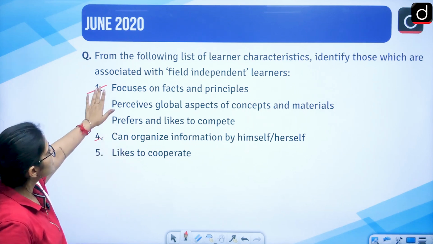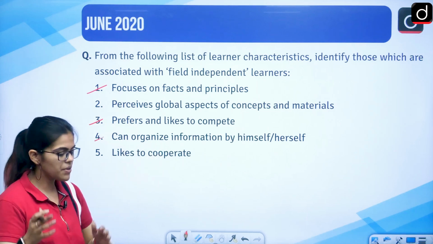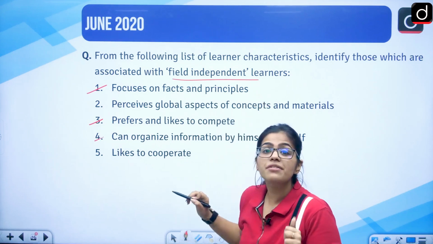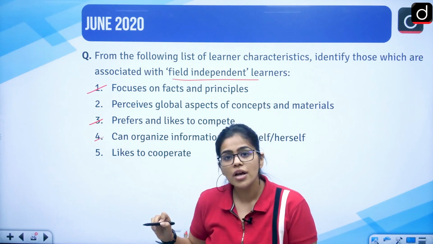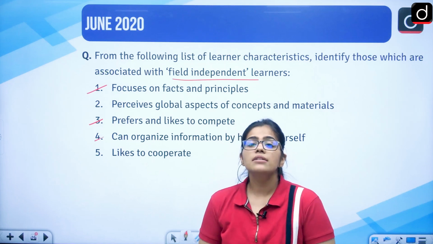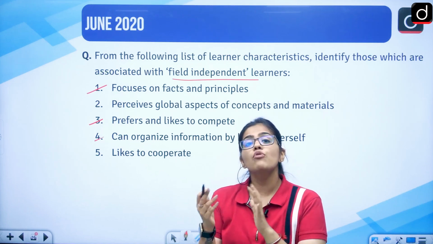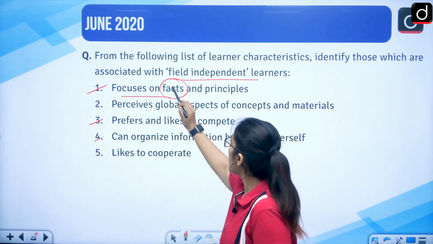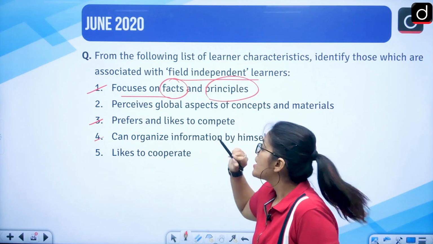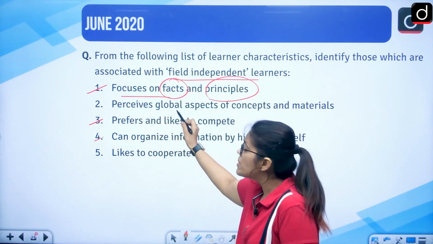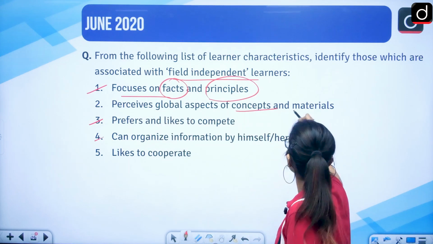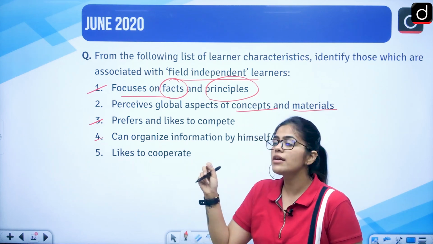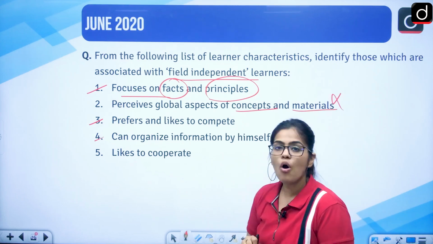Right? So the first is focus on the facts and the principles. As I told you, your field independent learners will try to find the solution on their own. They are more rational. They are the people who will try to find their own solutions. They will work on their own. So they will focus on the facts and the principles more. Then they will not be global citizens. So the global aspects, the concepts and the materials are irrelevant to them. They will try to work on their own. So this becomes the wrong option.